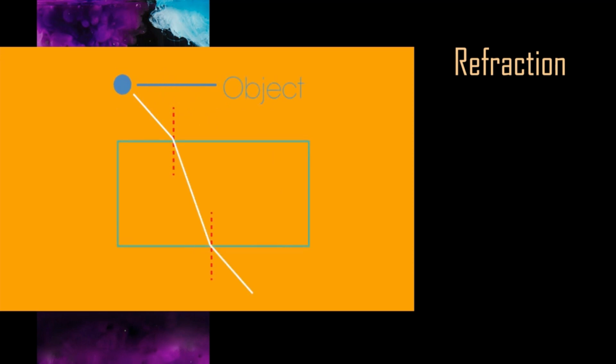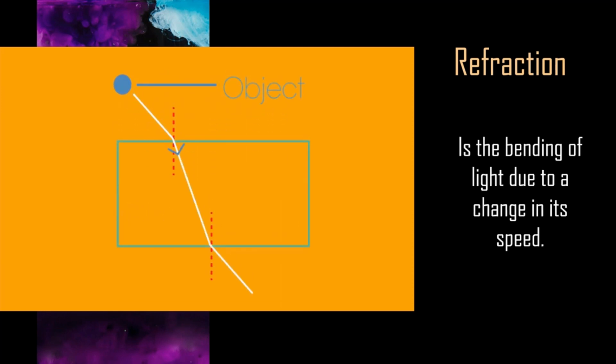When light waves pass across the boundary between two substances, like air and glass, they change speed. This is because the substances have different densities. The change in speed causes the waves to change in direction, which is known as refraction.